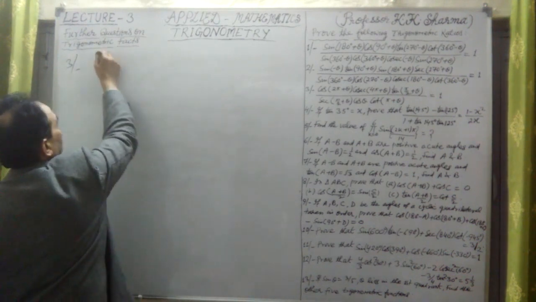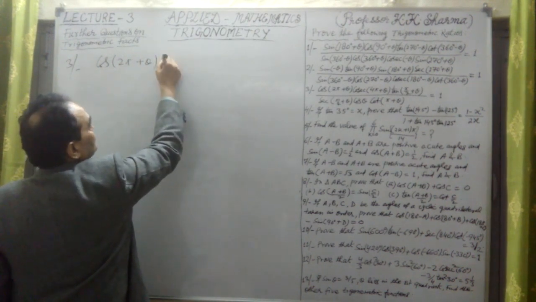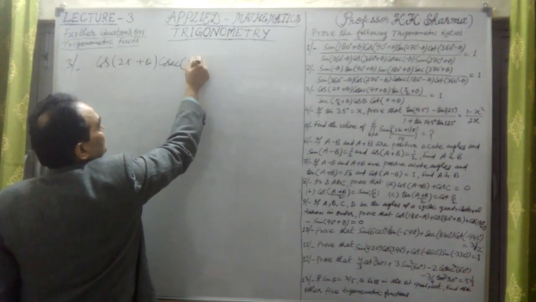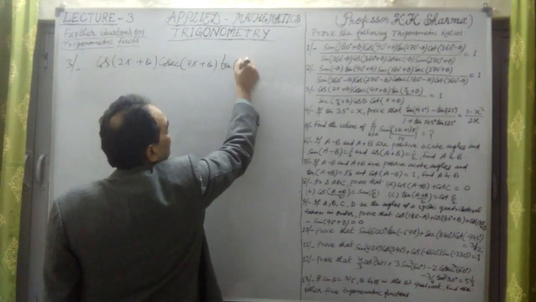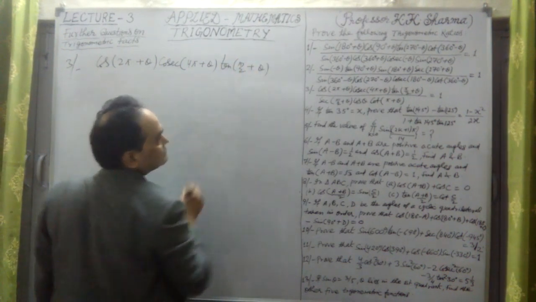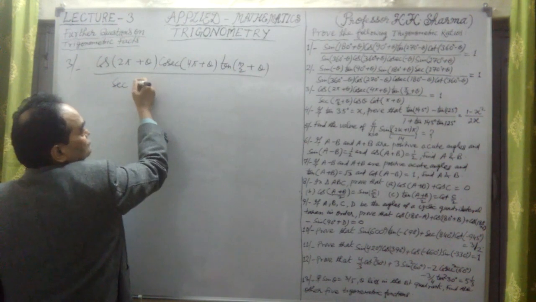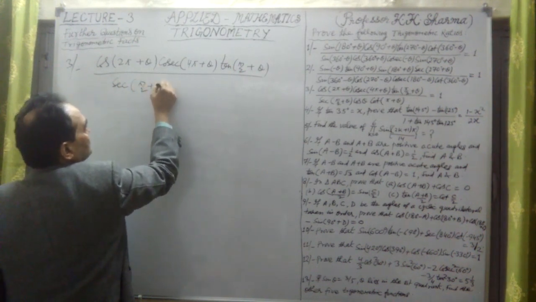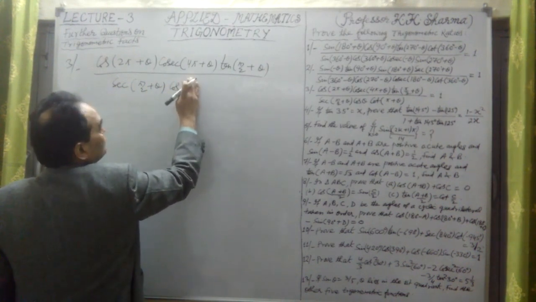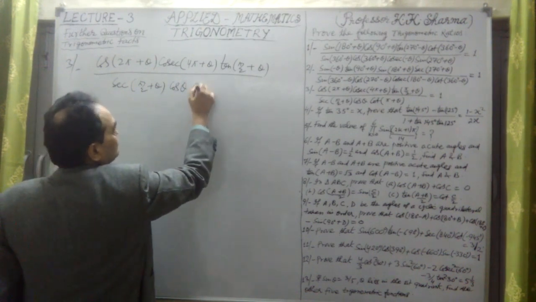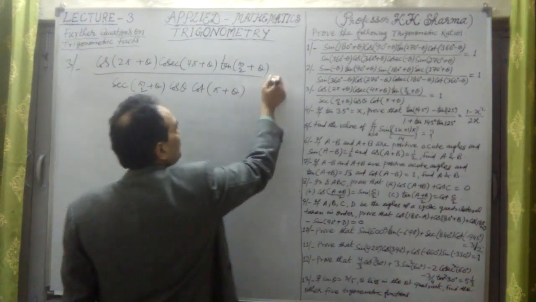Now again, in the numerator we have cos of 2 pi plus theta into cosec of 4 pi plus theta, into tan of pi by 2 plus theta, divided by sec of pi by 2 plus theta into cos theta into cot of pi plus theta. This is equal to 1 we have to prove.